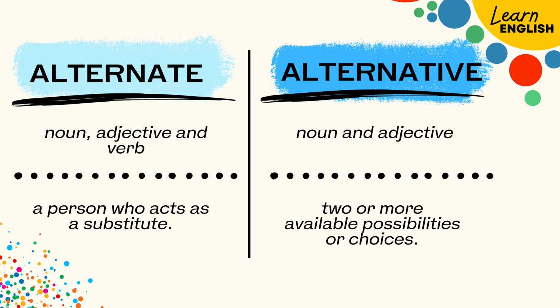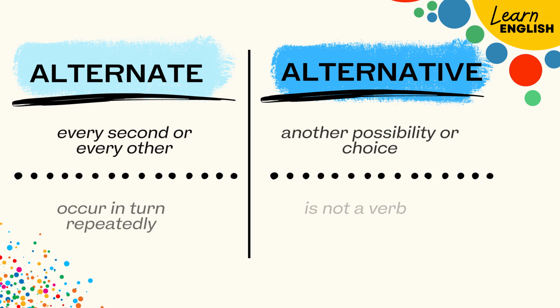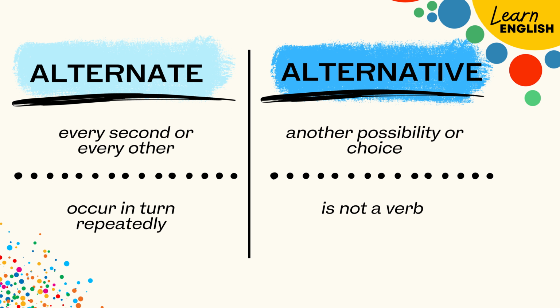Alternative refers to two or more available possibilities or choices. Alternate means every second or every other. Alternative means another possibility or choice. Alternate means occur in turn repeatedly, while alternative is not a verb.